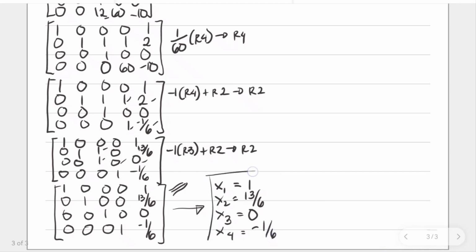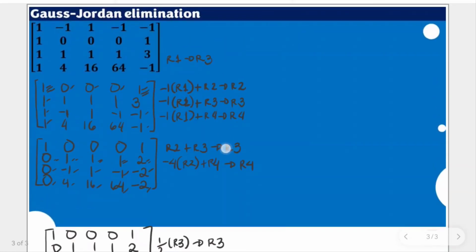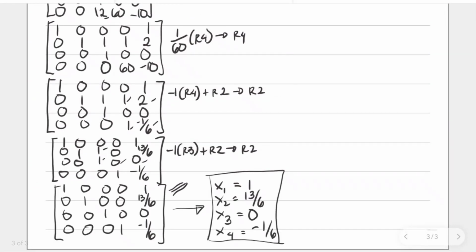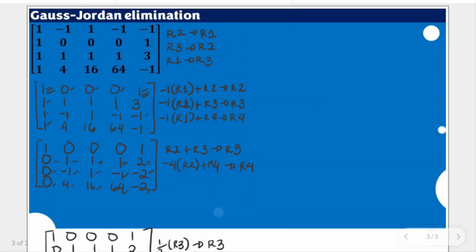This is an additional idea. If this original matrix is translated from a linear system, this would mean that this is our solution. Either way, from here or in this portion, we already reached the task for this video, which is the Gauss-Jordan elimination of the given matrix.